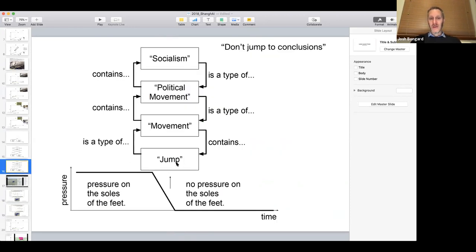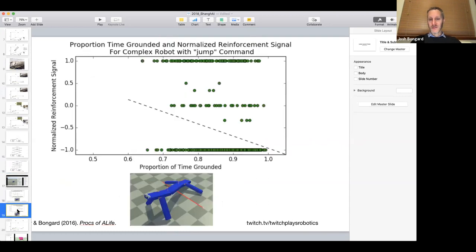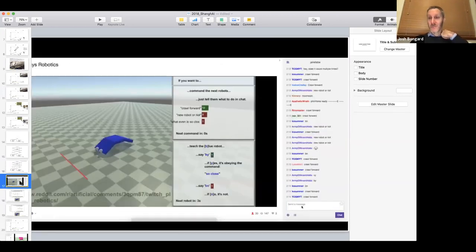We may understand jump as mentally imagining the experience of jumping, but that feels different to us than what it might feel to a robot. So not only can robots ground symbols, but can we get them to ground symbols similarly to humans? So we're now continuing the Twitch Plays Robotics experiment, in which we're training these robots not just to ground symbols, but to try and ground them in the same way that humans do.